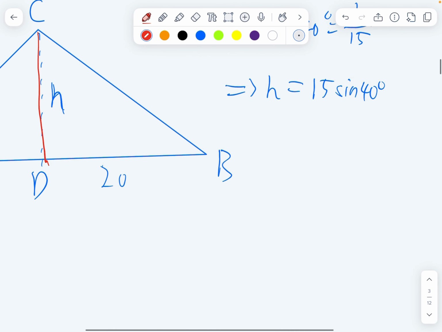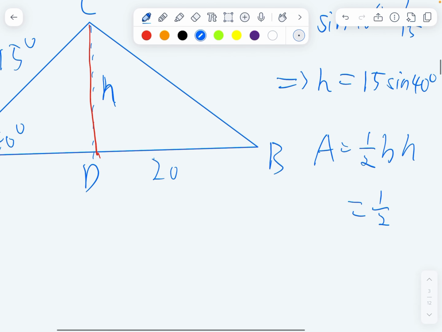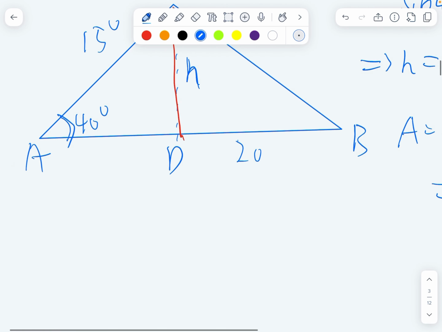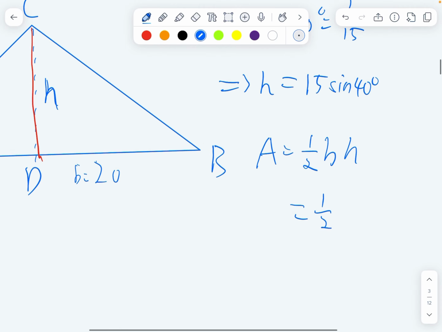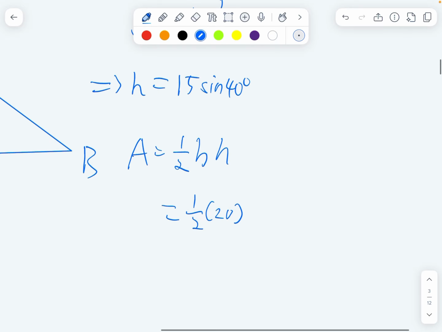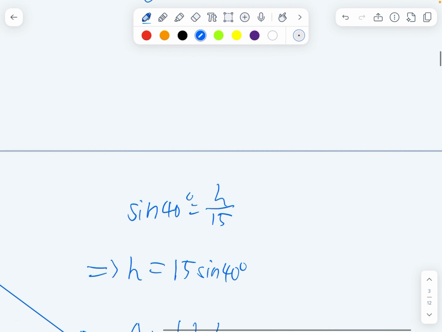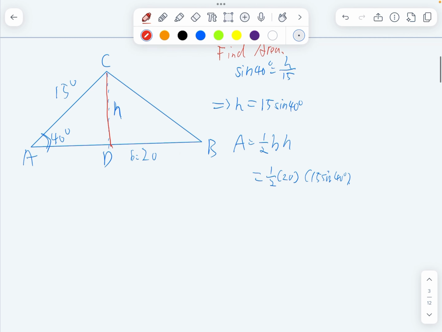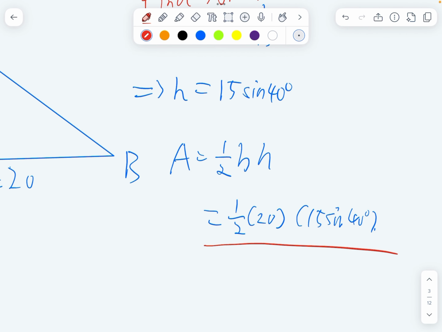Now we can use the area formula: area equals 1 over 2 times b times h. So the question is to find the area. Okay, so the area is equal to this.